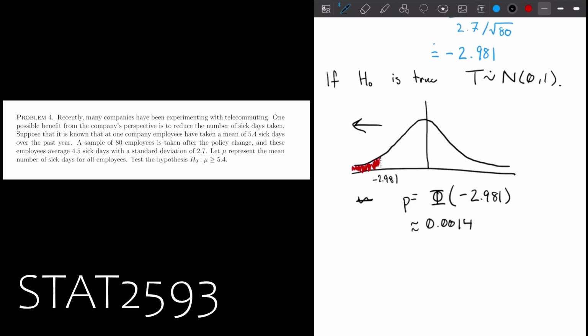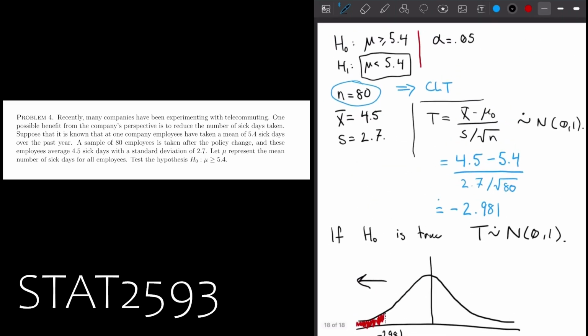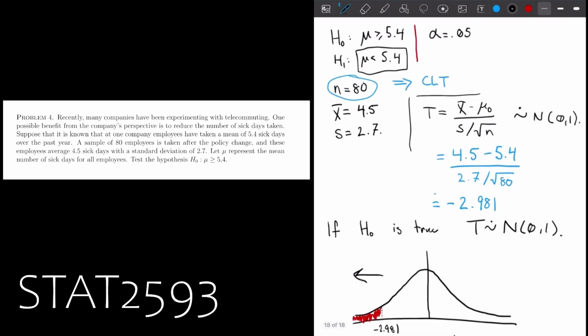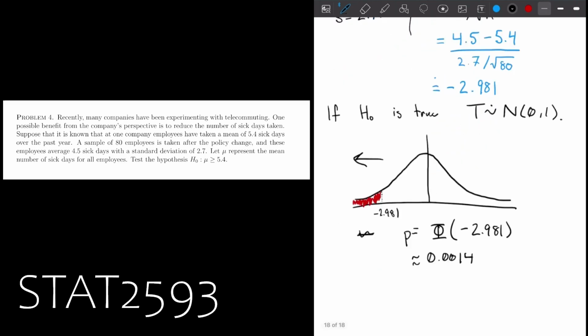And so we're going to reject the null hypothesis, and we're going to conclude that, yes, in fact, this policy has actually reduced the number of sick days that employees are going to be taking on average, right?